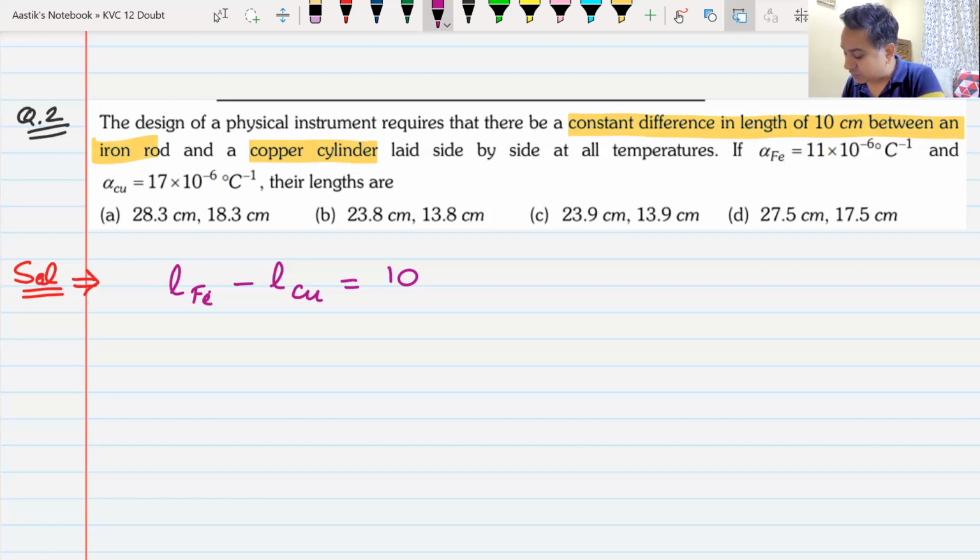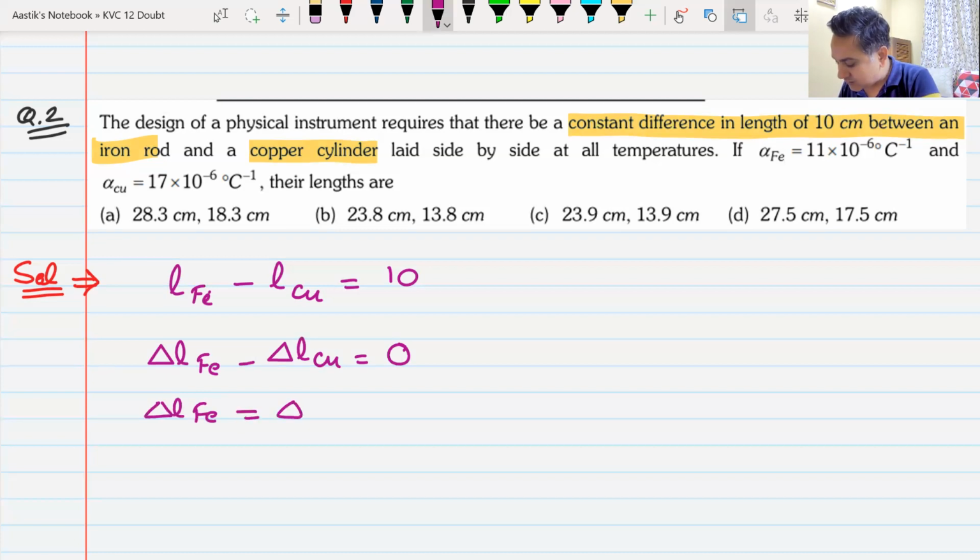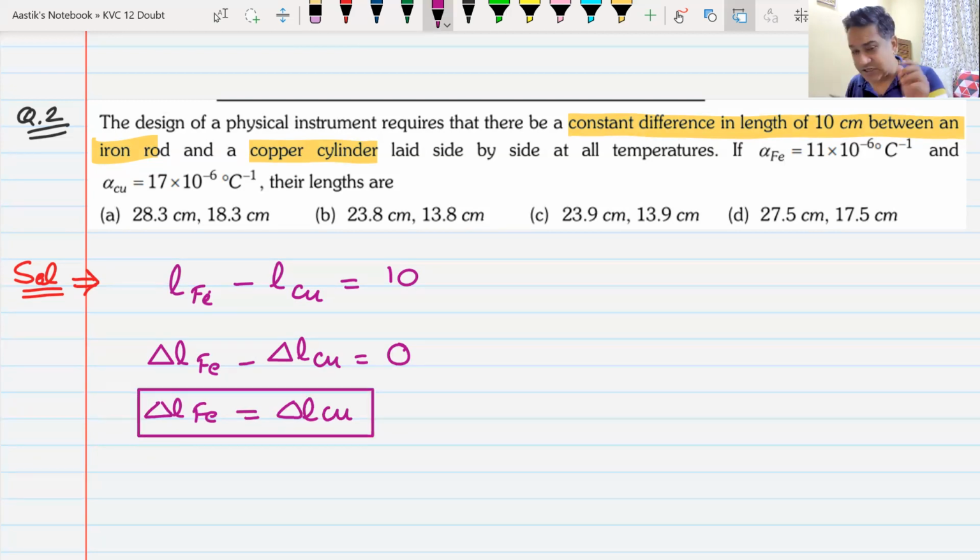The change in their length should also be the same. So if I differentiate this, delta L of Fe minus change in length of Cu must be equal to 0. Yes or no? Yes, sir. That means change in length of Fe shall be equal to change in length of Cu. This does not require physics or math. This just requires common sense. If the difference in length has to remain constant, they both must expand by the same amount. Yes or no? Yes, sir.